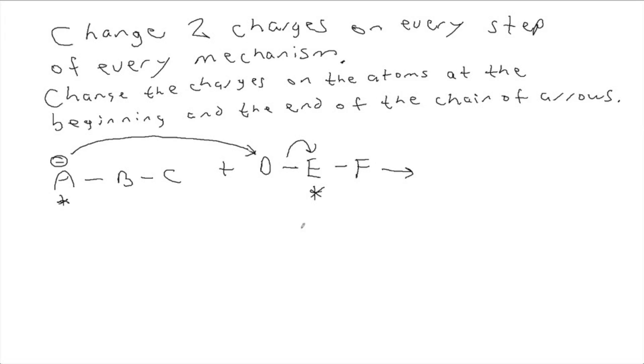Yeah. Okay. On the other hand, how about D? Is D at the beginning and the end of the chain of arrows? No, I would say that D is in the middle of the chain of arrows. Because D is at the head of one of the arrows, but it's at the tail of another arrow. So we only change the charges at the beginning and the end of the chain of arrows. We don't change the charge on every single atom that's in the middle. So we only change the charges on A and E here.